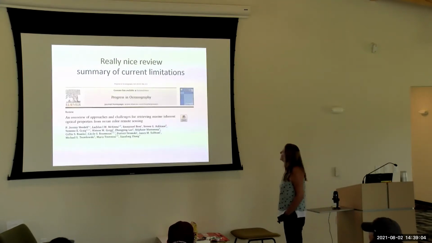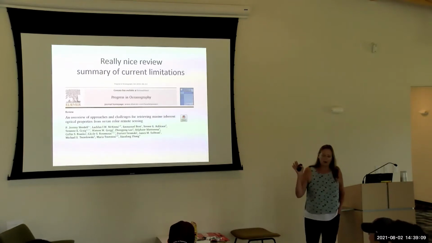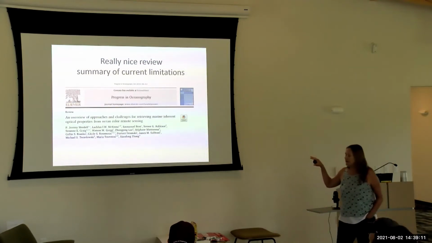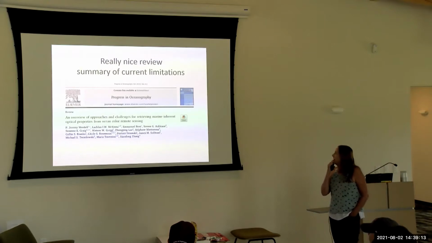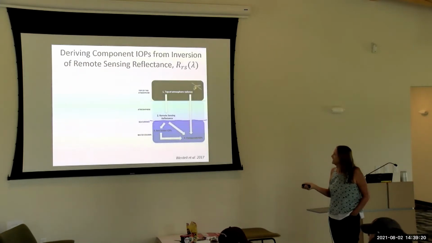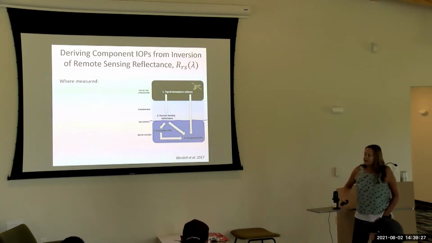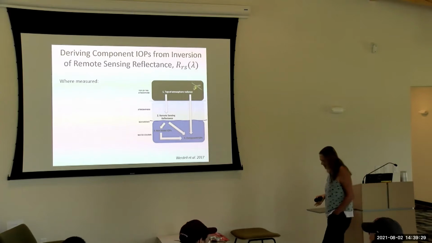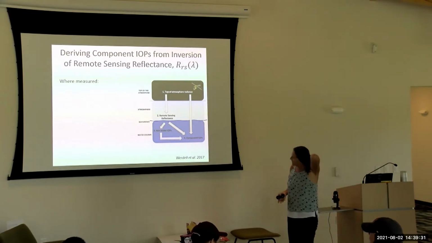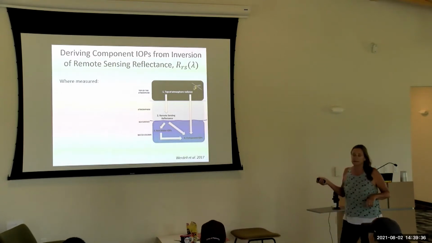All right. So Jeremy and colleagues published a really nice summary of where we are in terms of retrieving IOPs from reflectance. And so I'm going to take a couple of figures out of this publication, but it's really worth reading. Great job. Okay, so this is a figure from that paper. And they go through all of the different types of models and the strengths and weaknesses of them and give examples. And so the first thing to think about is, where are you measuring reflectance, right?